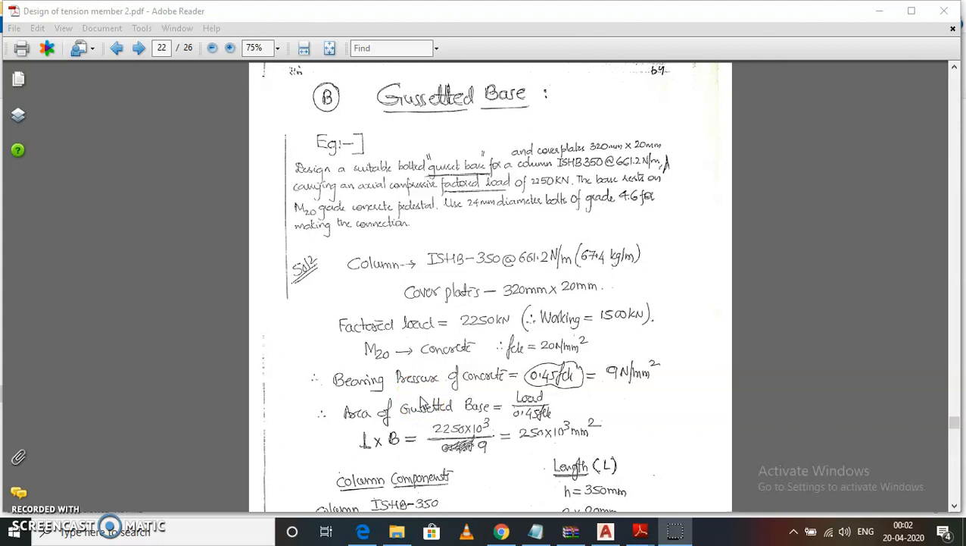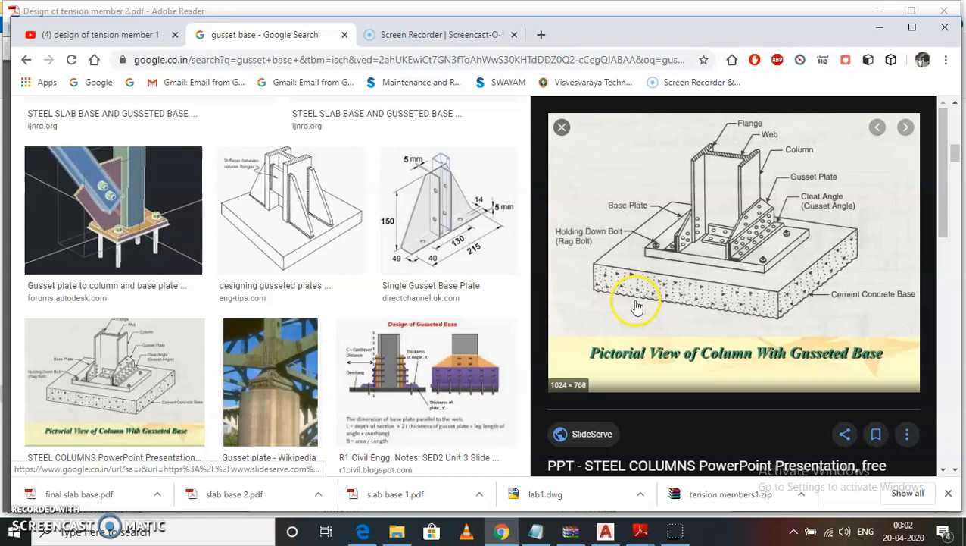Yes, the next one is gusset base. In the beginning we discussed the column bases. There are two types of column bases. One is slab base, the other one is gusset base. These gusset bases are used in columns carrying heavy loads. So whenever the column load acting is heavy, we will go for design of gusset bases. Let us see some pictures to understand the concept of gusset bases.